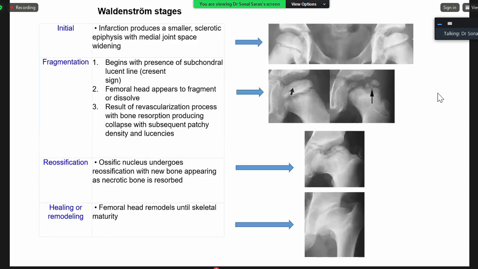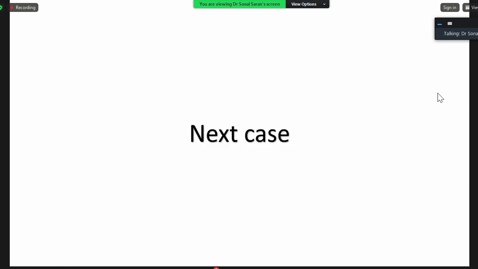Then we have the stages of Perthes disease. Initially, infarction will occur and will produce a small sclerotic focus. There will be widening of the joint space. Slowly, the epiphysis will undergo fragmentation. Then finally, reossification will take place and healing and remodeling will occur. Eventually, in complicated cases, you get to see destruction of the epiphysis, widening of the neck of the femur, and coxa plana and coxa magna deformity.